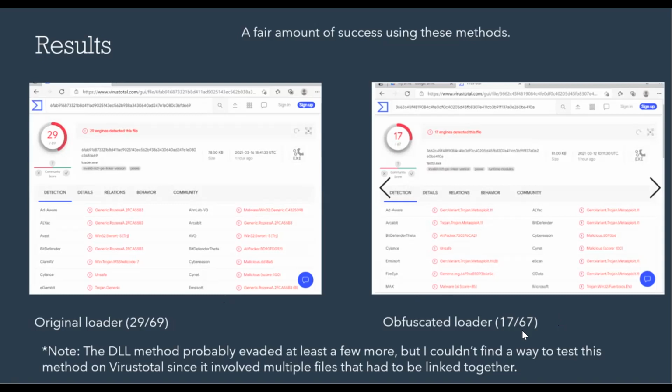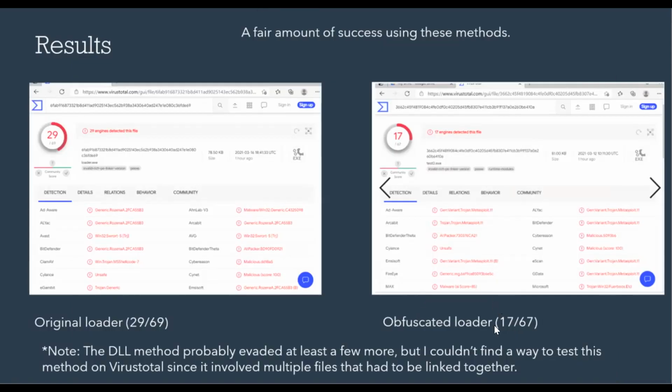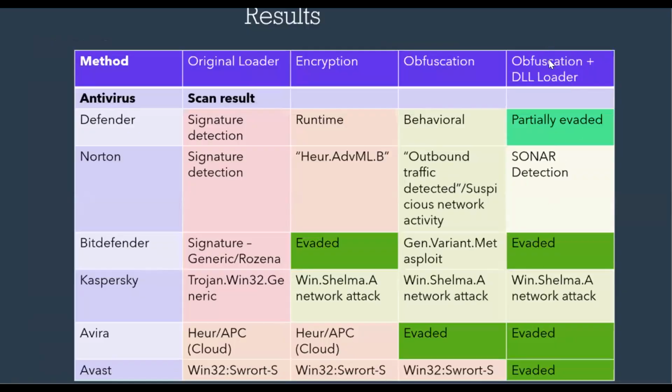And then I would assume that the fourth example, the obfuscation plus the DLL loader, probably evaded a few more, but I couldn't upload a program consisting of two files, as VirusTotal doesn't support that, so I wasn't able to test it on VirusTotal. But the assumption would be that it was probably able to evade a few more, considering that in the last table, it was able to evade a lot using that method.